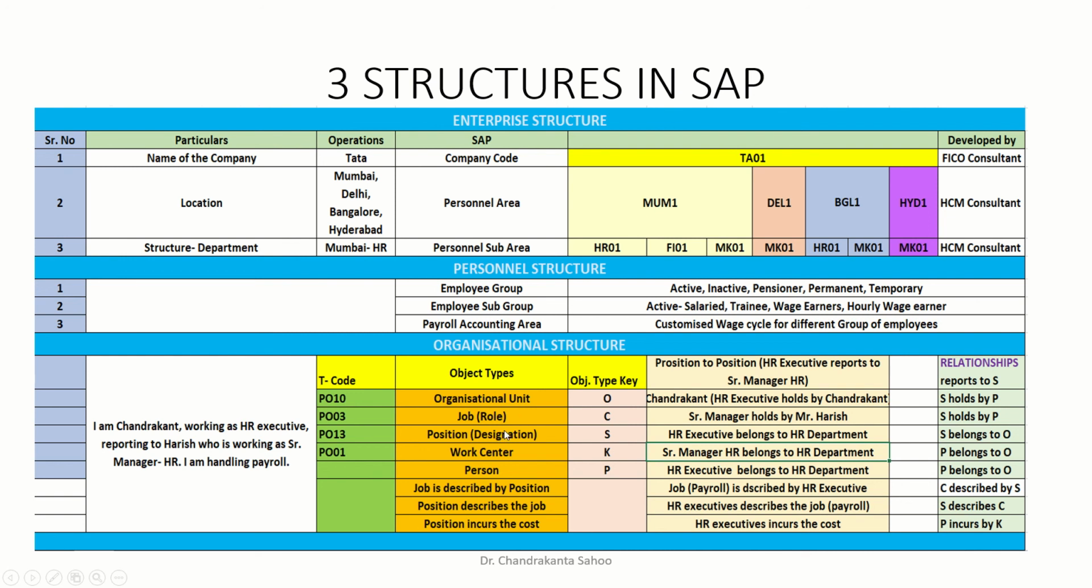His cost center: the HR executive incurs a certain kind of cost. What is the cost he is incurring? That is once again an area of HR accounting. His name is Chandrakant, and the person is defined. It is very important to understand these three kinds of structure in SAP, whether we work as end users or as SAP consultants. This is very significant.